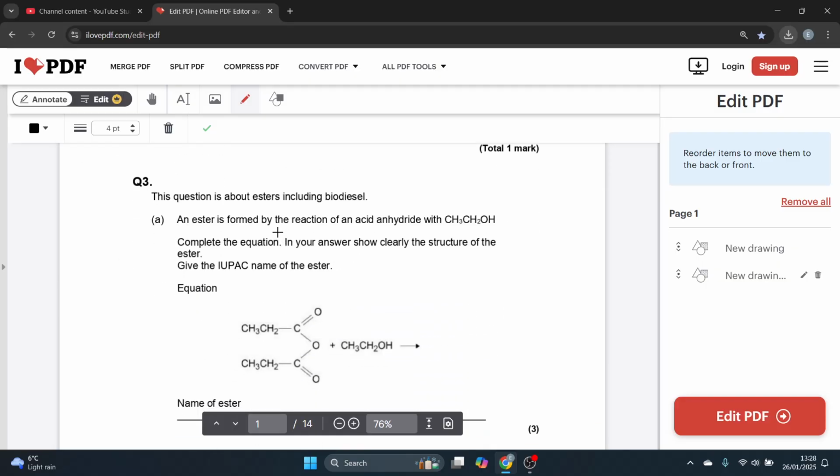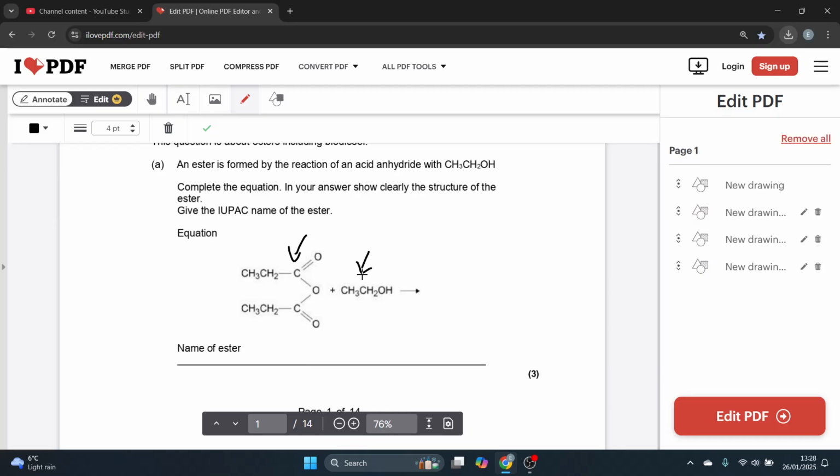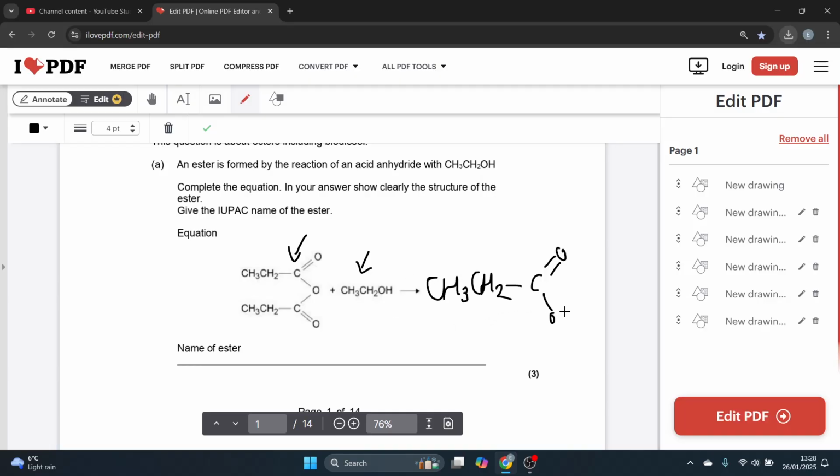Any reactions and equations. Question 3 is a question about esters including biodiesel. Esters formed by the reaction of an acid anhydride, which is made from two identical carboxylic acid molecules, with an alcohol. Complete the equation. Okay, I'm going to form CH3CH2C double bond O, O, CH2CH3 plus CH3CH2COOH.